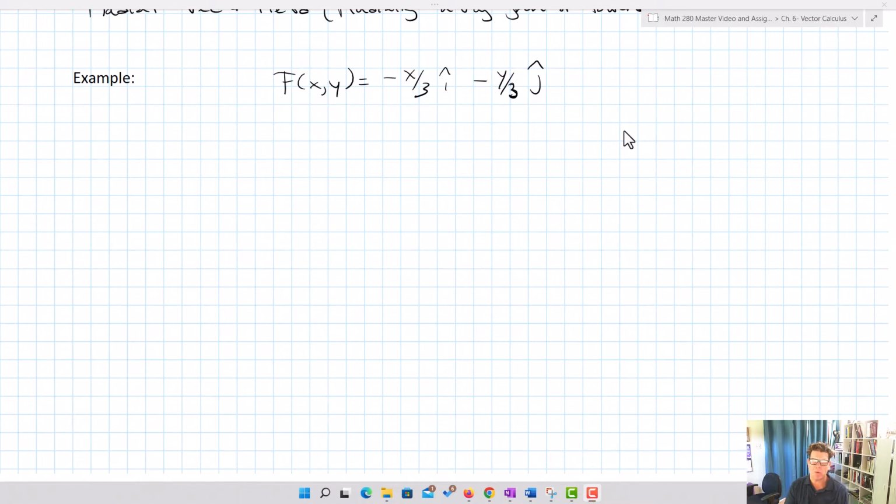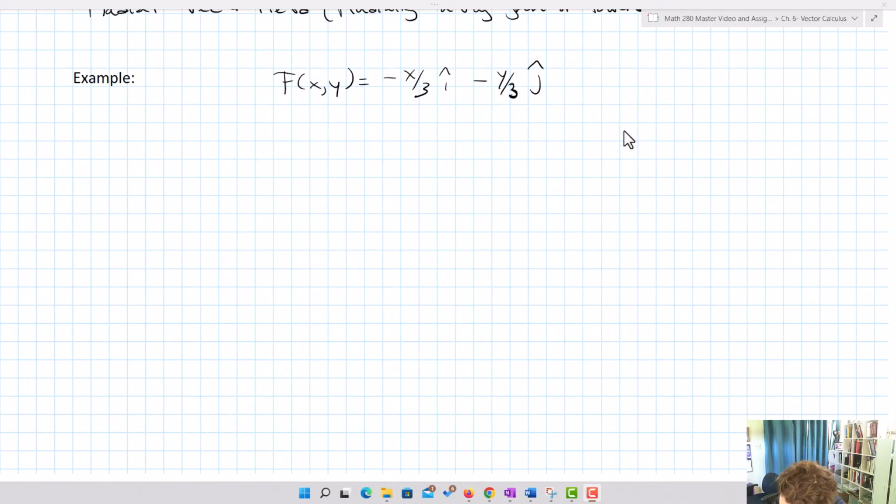Okay, so let's consider this. f of xy equals negative x over 3 i minus y over 3 j. And the thing is that I want to be able to see that this is in fact going to give me a radial vector field, right? A vector field that is either going to move towards the origin or it's going to move away from the origin. And I want to do this actually without, in fact, drawing the vector field.